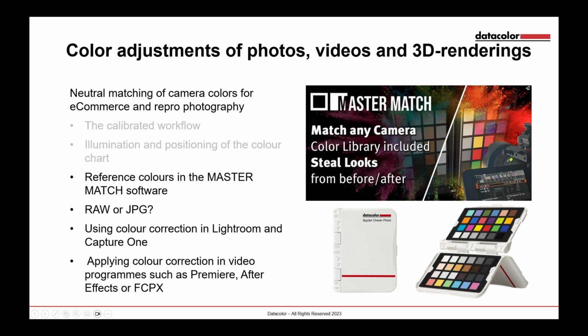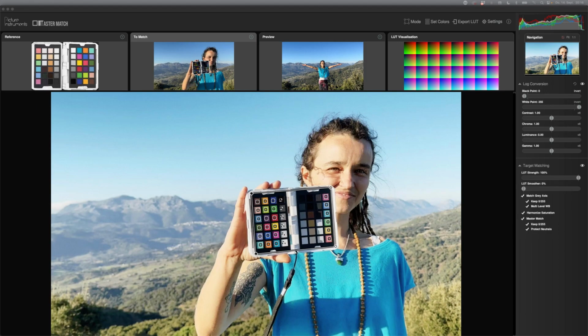Okay, what is important when you have a reference card like the Spider Checker Photo or Spider Checker 24: attach it to a tripod, or put it on a stable surface. It should have homogeneous illumination, and the light should come best from an angle of 45 degrees.